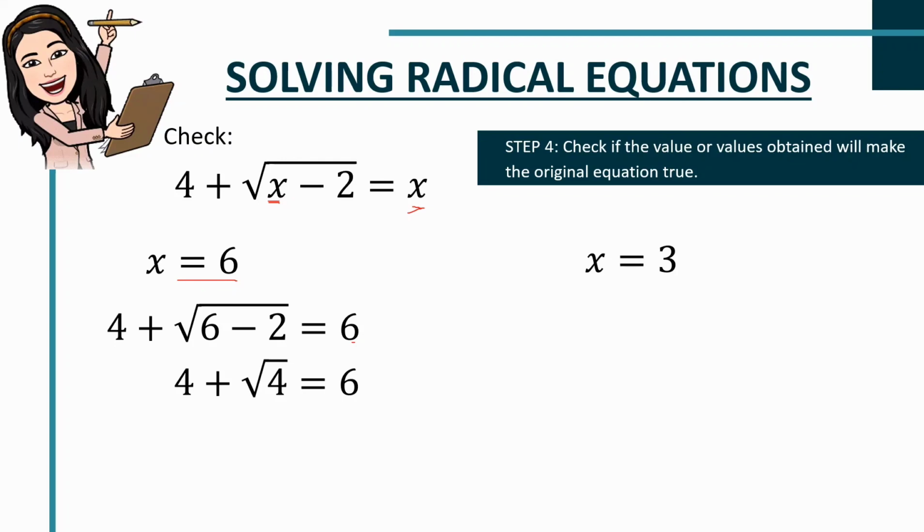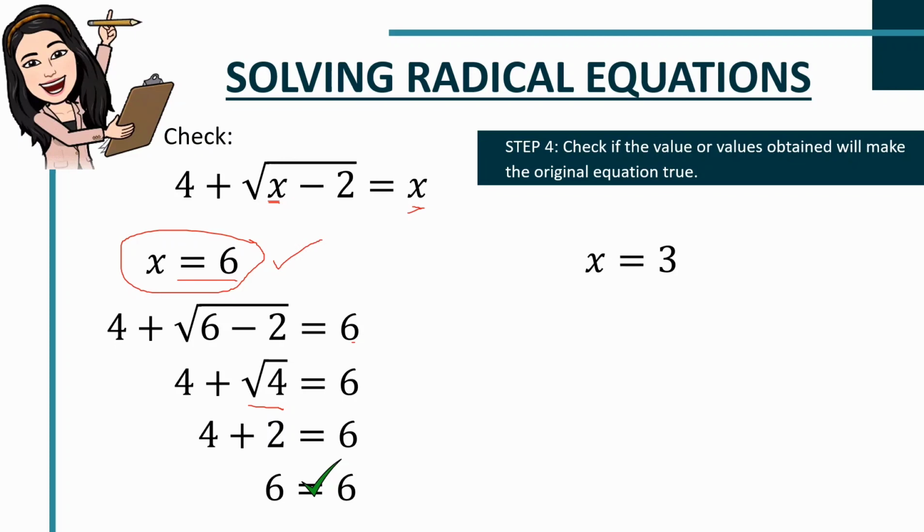And then, what is the square root of 4? Kaya ba? Yes po, since 4 is a perfect square number. So, square root of 4 is equal to 2. So, therefore, that will become 4 plus, ang square root of 4 ay 2, kaya naging 2 is equal to 6. Then, simplify. What is 4 plus 2? Okay, we have 6 is equal to 6. So, therefore, they are equal. So, ibig sabihin, x is equal to 6 is a true solution of our radical equation.